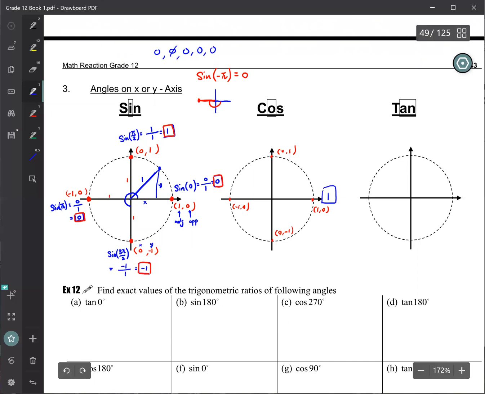What is cosine of pi over 2? Tiana? 0. Yeah, very good. Okay, what is cosine of pi? Trudy?